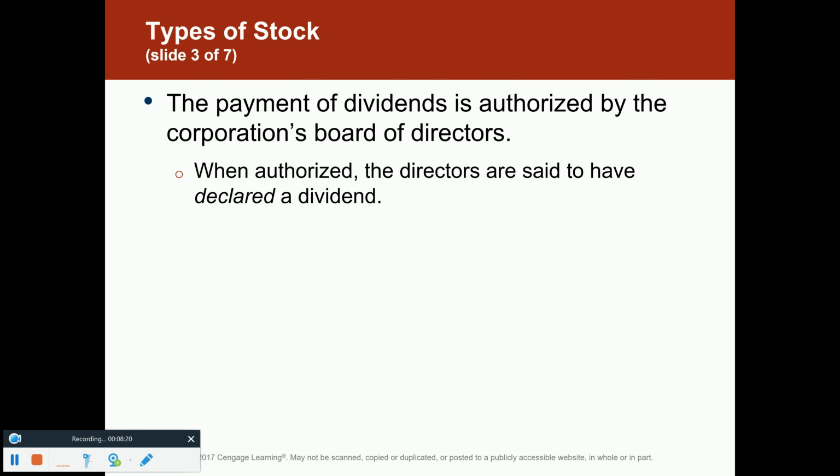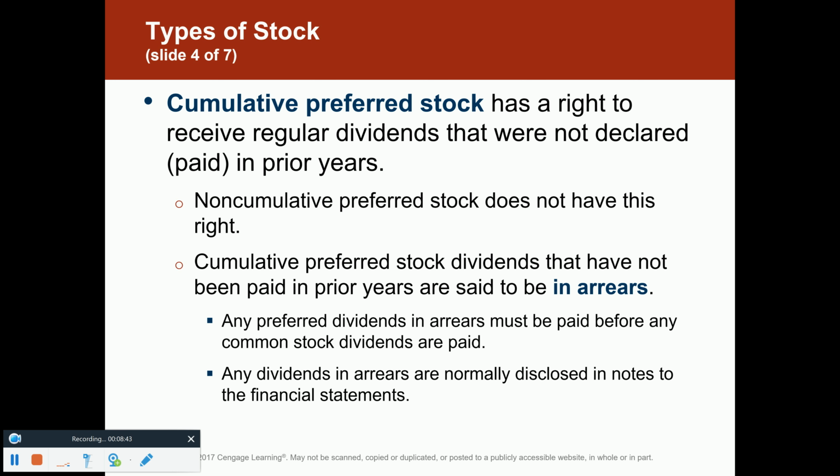Okay, now let's go through dividends. There are really important dates that you need to remember when we talk about dividends. The first date that's important is called the date of declaration. The board actually has to vote and officially declare a dividend before it can actually be recorded. And so that is something important, the date of declaration. Now, preferred stock comes in two flavors. They could either be cumulative preferred stock or non-cumulative preferred stock.